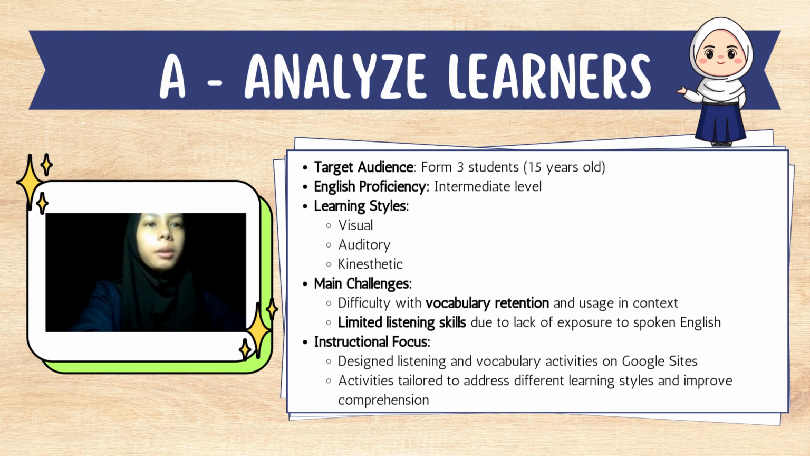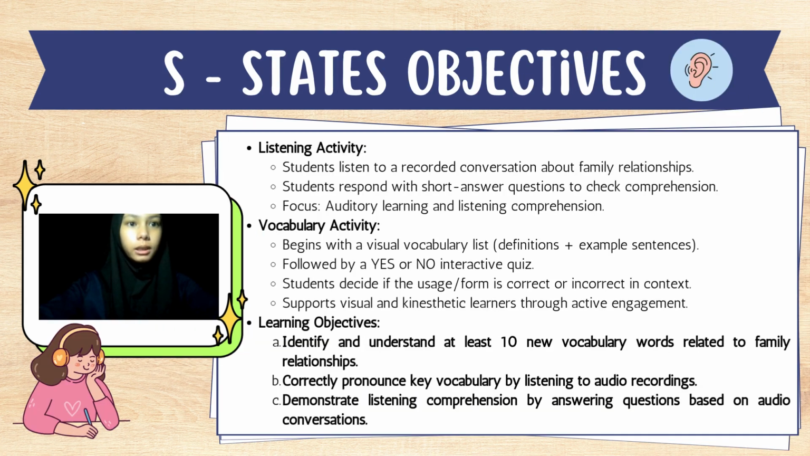styles and improve comprehension. Next letter is S, which stands for State Objective. In this site, we have two different activities, which are listening and vocabulary activities. In this listening activity, students will listen to a recorded conversation about family relationships. Students can respond with short answer questions to check comprehension. So their focus in this is auditory learning and listening comprehension.